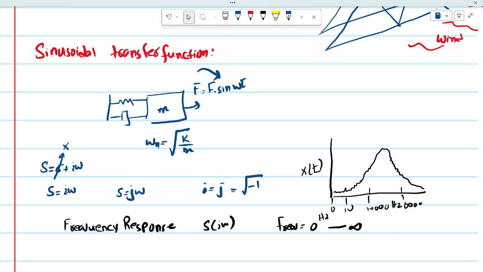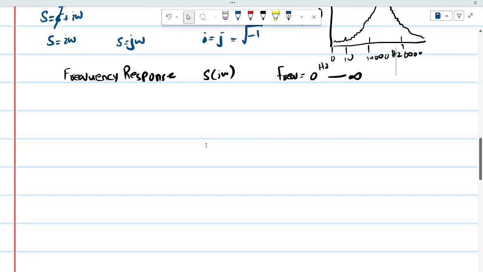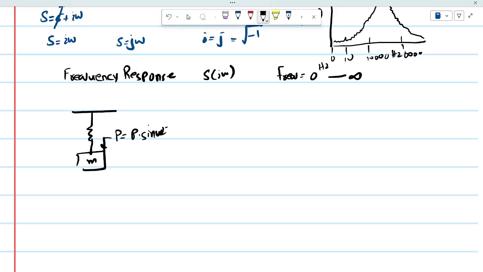So let's start with an example. If you just recall, let's assume we have a system with a spring at one end and a mass, and let's say it is being excited with a force equal to P naught sine omega t.